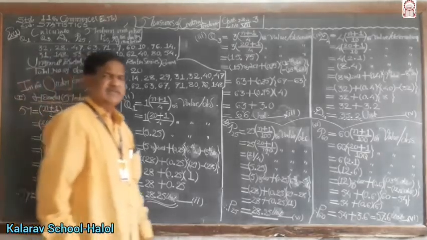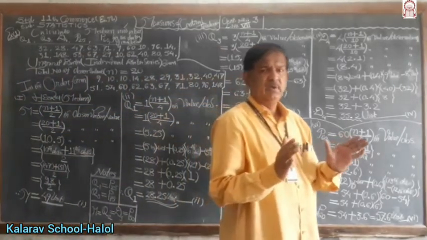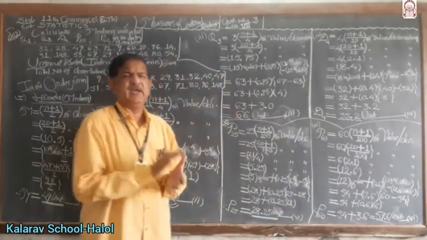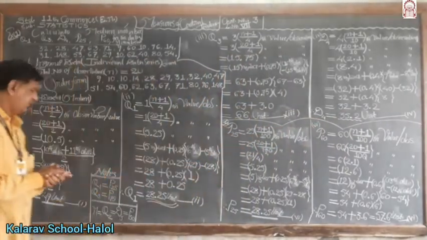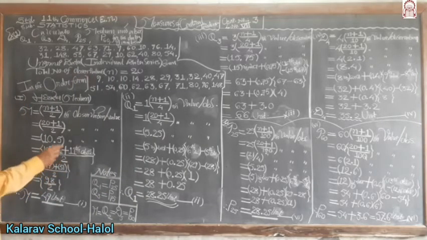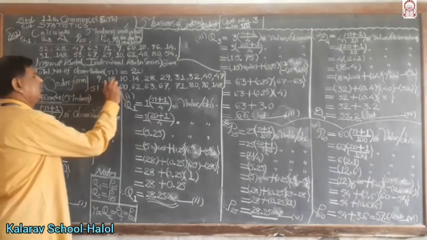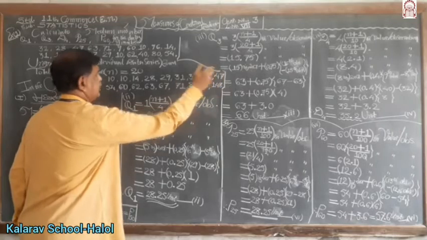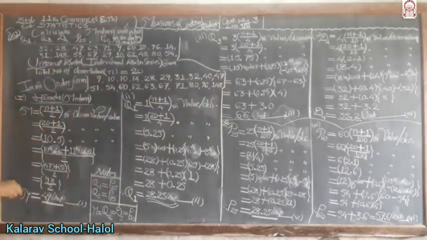Now 10.5 lies exactly between 10 and 11, in the center of 10 and 11. That is why we can write 10th observation plus 11th observation by 2. 10th observation is 47. Next observation is 51. 47 plus 51 by 2. Addition of these two numbers in the numerator is 98. 98 divided by 2, answer will be 49 units.